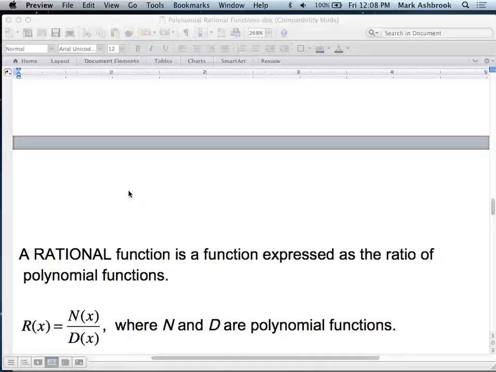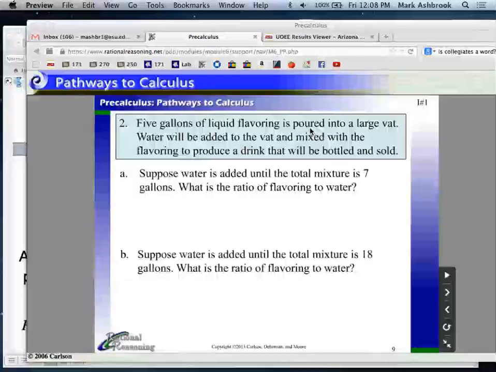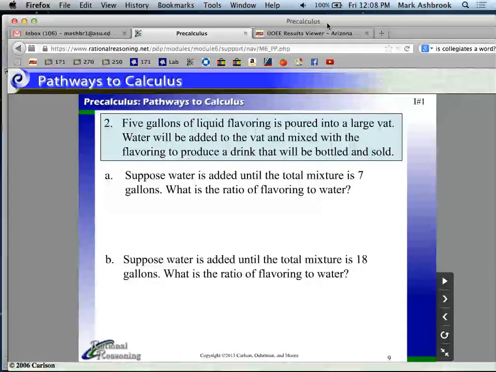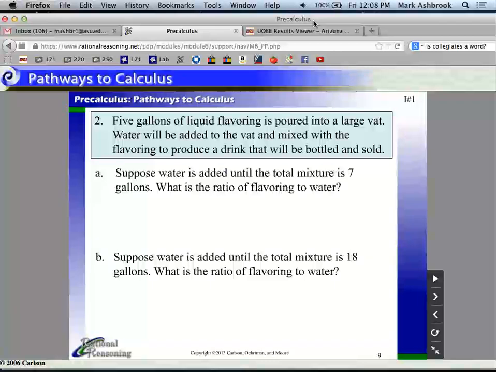Okay, before I take attendance, let's talk this through. You have 5 gallons of liquid flavoring to make some drink mix. This is the syrup. It's always 5 gallons of syrup. The water will be added to the vat and mixed with the flavoring to produce the drink. Suppose the water is added until the total mixture is 7. What is the ratio of flavoring to water?